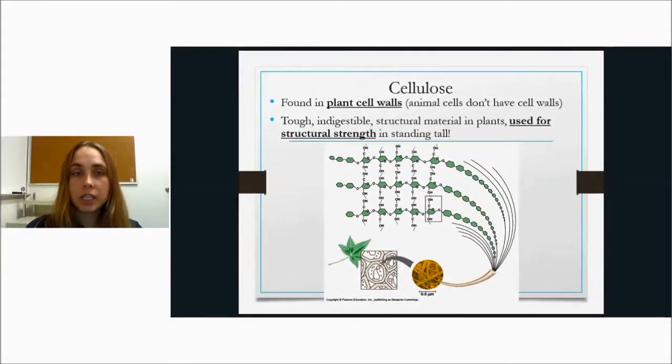Cellulose is also a polysaccharide, but it is used for structure, not energy. Cellulose composes plant cell walls. Remember, animals do not have cell walls, and it is very tough. It's indigestible, and it's used to help give them structure to stand tall. So that was the reason in our lab that the paper had a reaction to iodine.